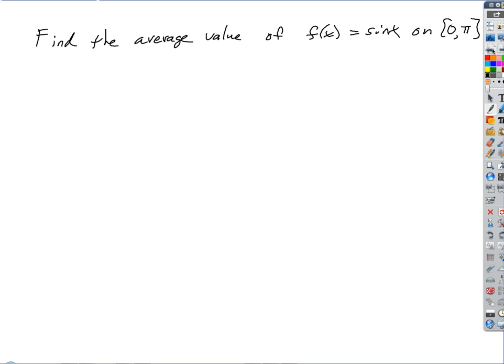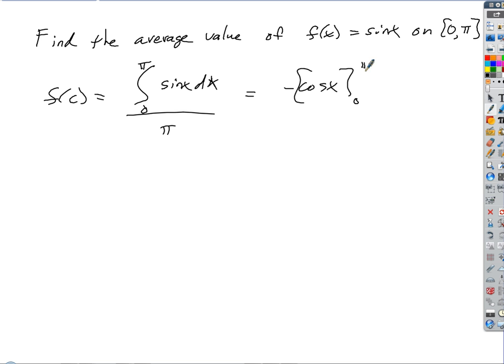Okay, so then what do we get here? Well, no big deal. We just say f of c equals the integral from 0 to pi of sine x dx, divided by pi minus 0, which is just pi. So what's that give us? What's the antiderivative of sine x? Negative cosine, from 0 to pi, divided by pi.